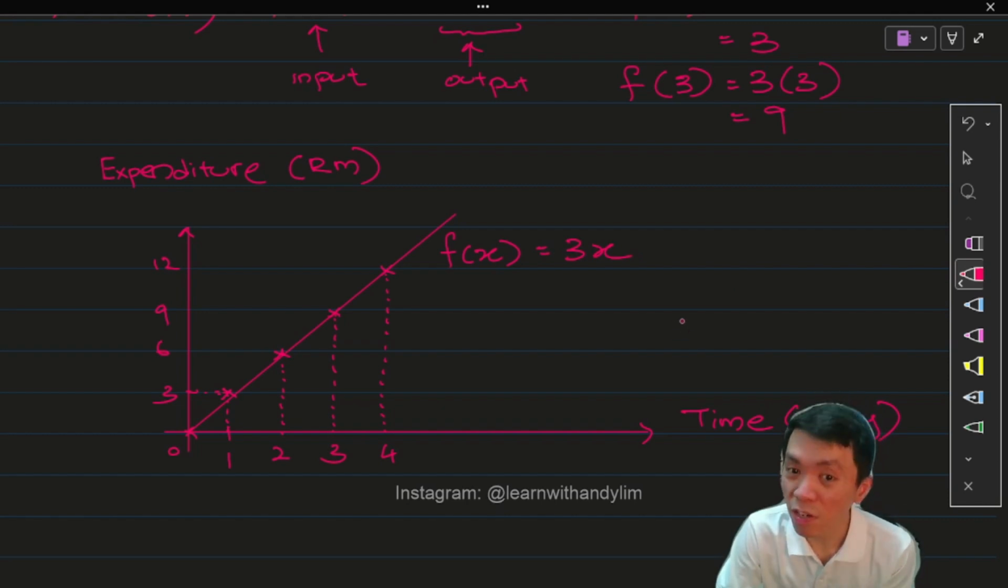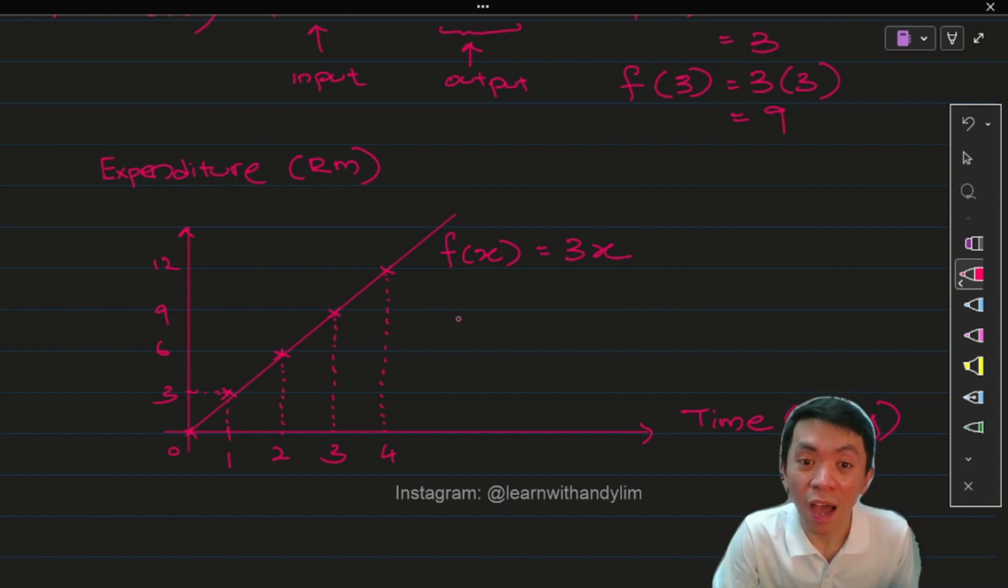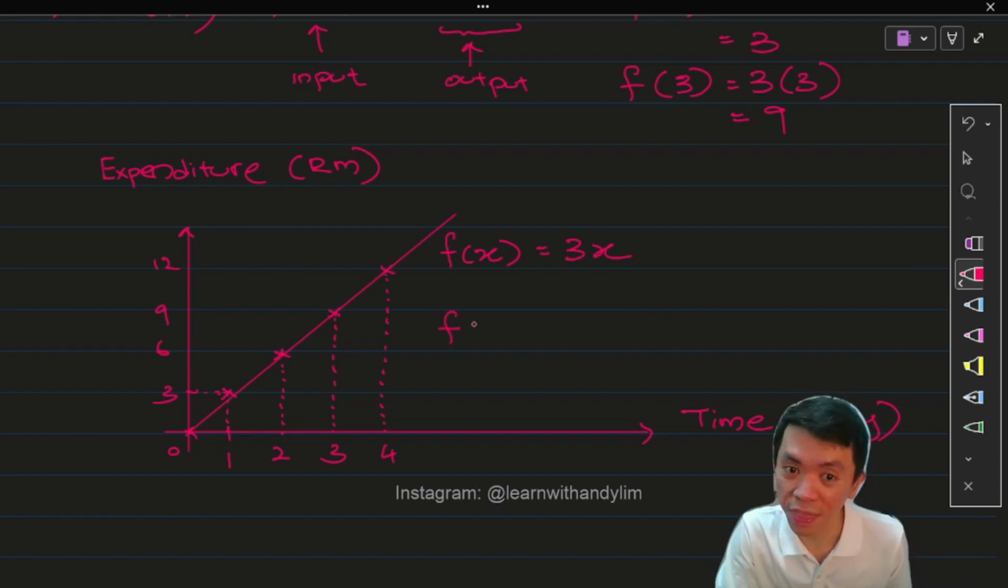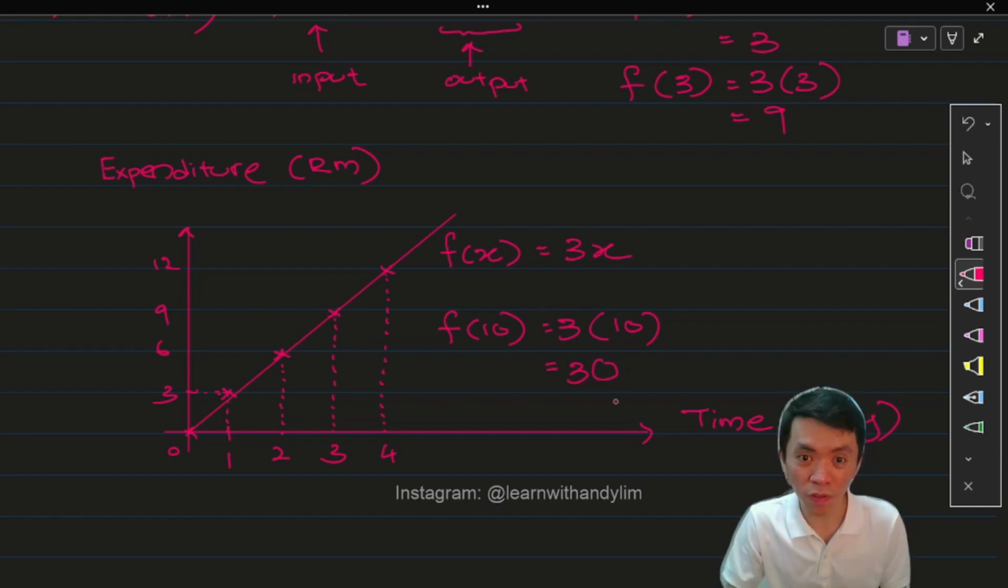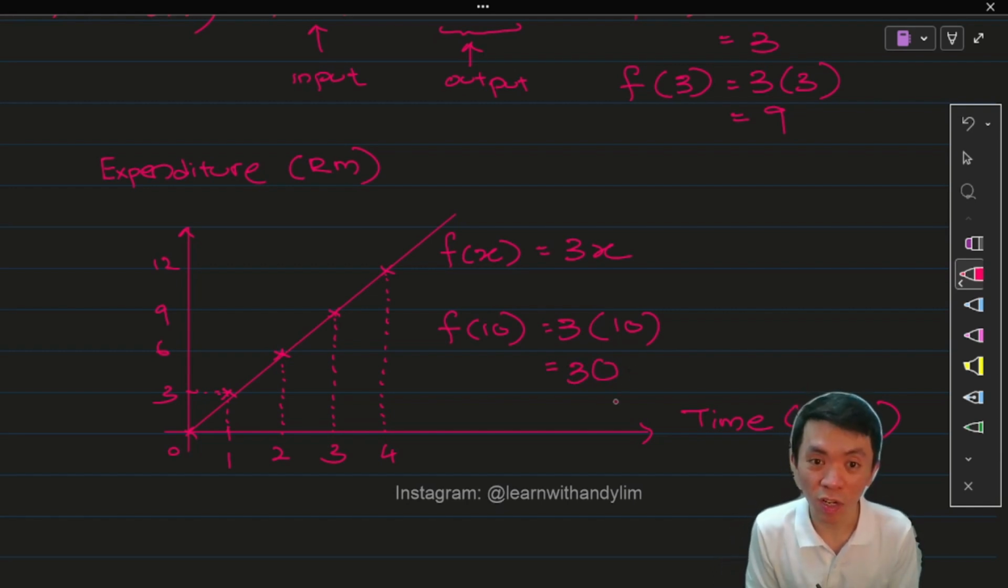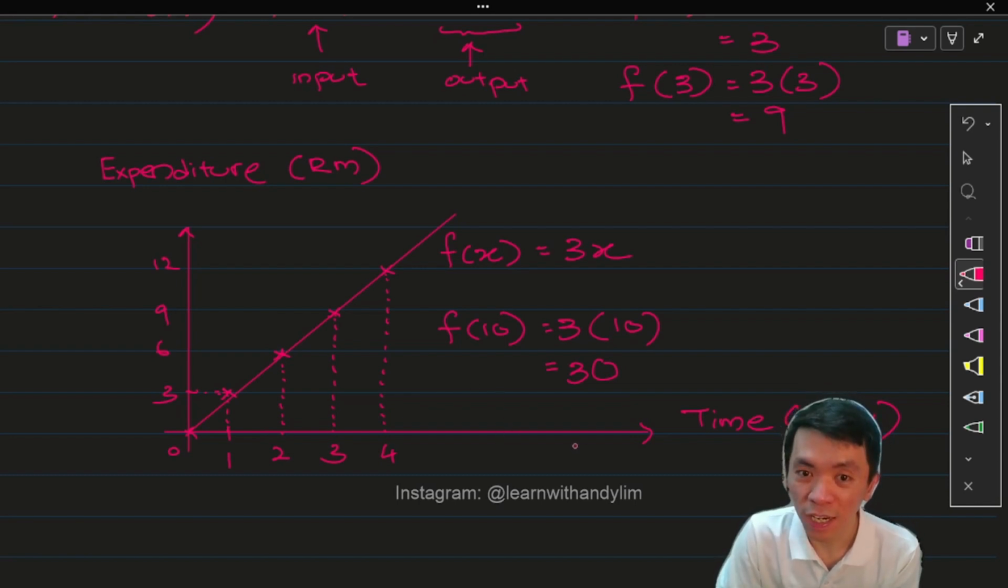Now that I have the function, I can tell what my expenditure is if I am on my 10th day. If I'm on my 10th day, x is gonna be 10. Therefore, I can multiply 3 with 10. I'm gonna get 30 ringgit. So this is the use of function, right? With the earlier trend, I can get my function. Then I can predict what happens in the future. Basically, it is just input and output.